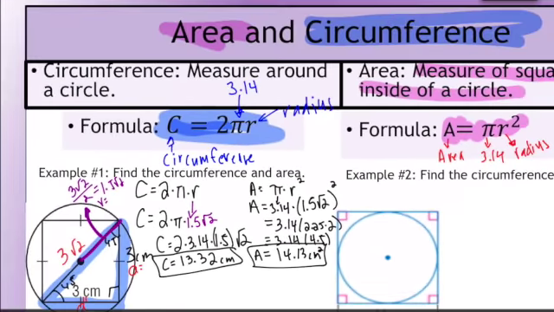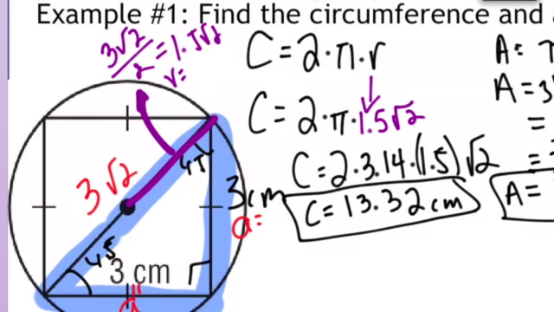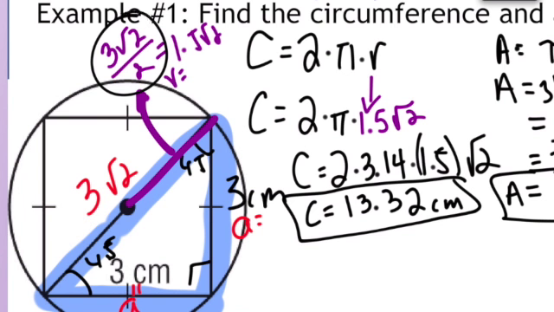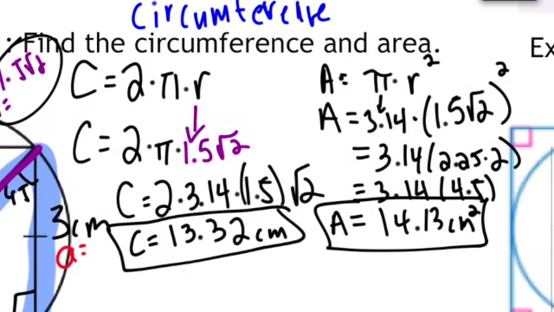All right, so let's go through that really quick. Remember, the first step was to find the hypotenuse of this triangle, and then we divided it by 2 to find the radius. Then we went ahead and plugged the radius into the formula for circumference and area, and we got our solutions out.